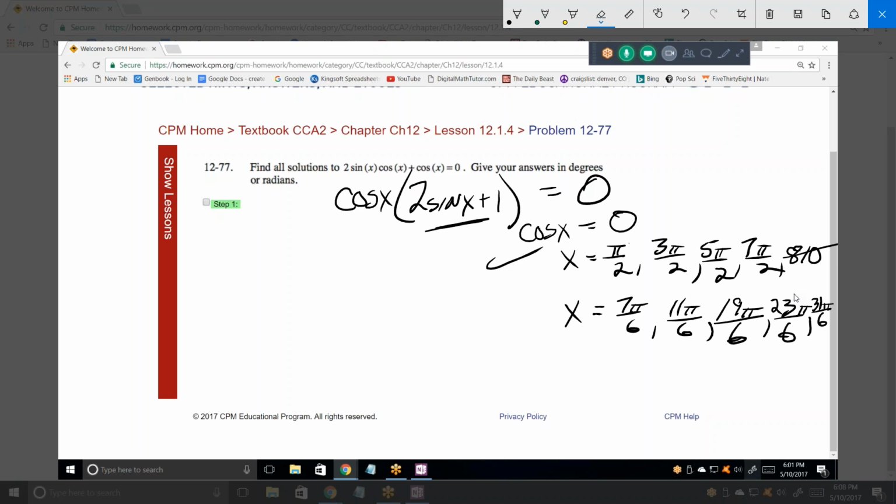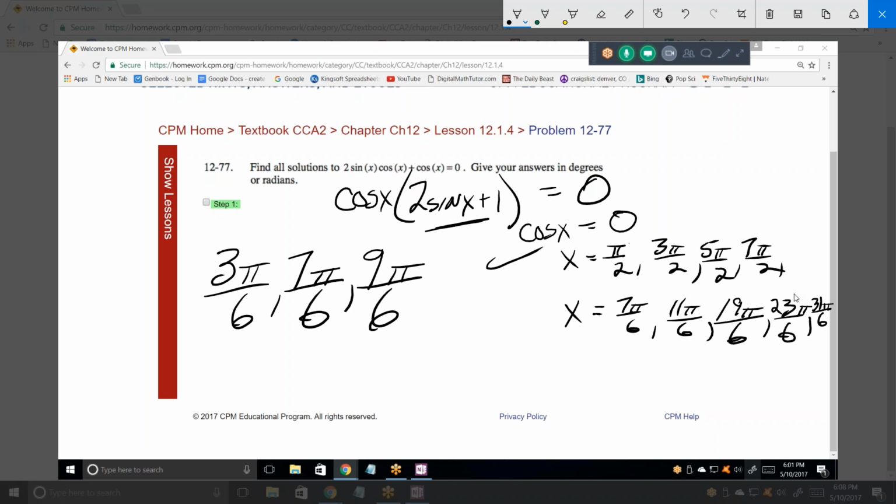Now the question is, here, let's erase that because we don't need it. Notice this bottom series cannot be defined with one term. There's a difference of 4 there, a difference of 8 there, a difference of 4 there, a difference of 8 there. So the bottom one, what if we put them all together? Let's see if that helps. We get 3 pi over 6, 7 pi over 6, 9 pi over 6. You see what I'm doing?